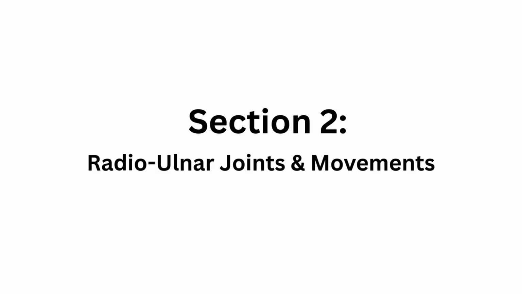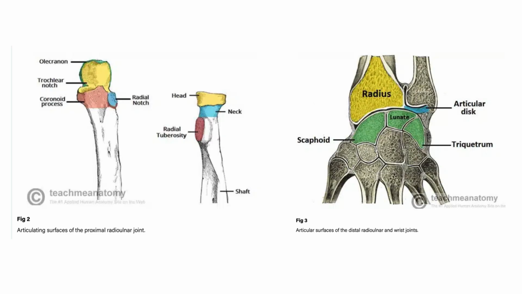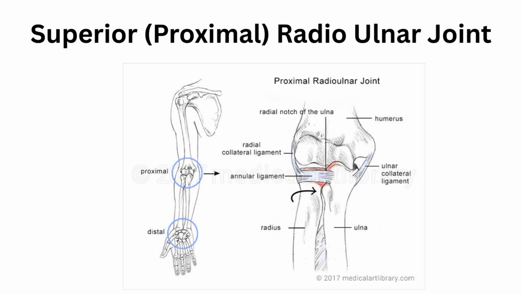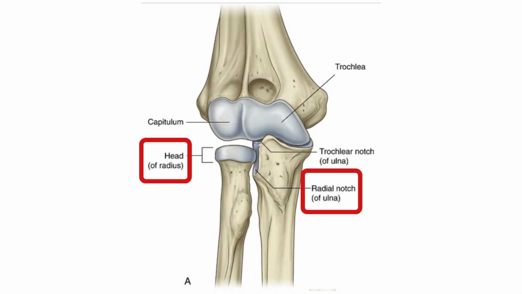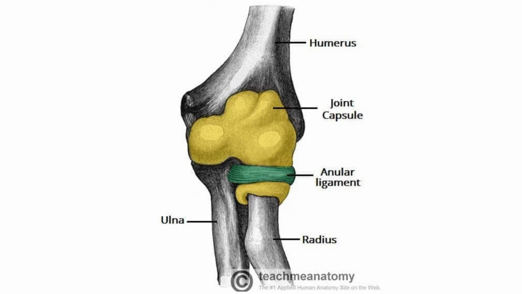Section 2. Radioulnar joints and movement. To achieve supination and pronation, the radius and ulna articulate with each other at 2 points. Superior, proximal radioulnar joint. This sits between the head of the radius and the radial notch of the ulna. It is held in place by the annular ligament, which supports the radial head.